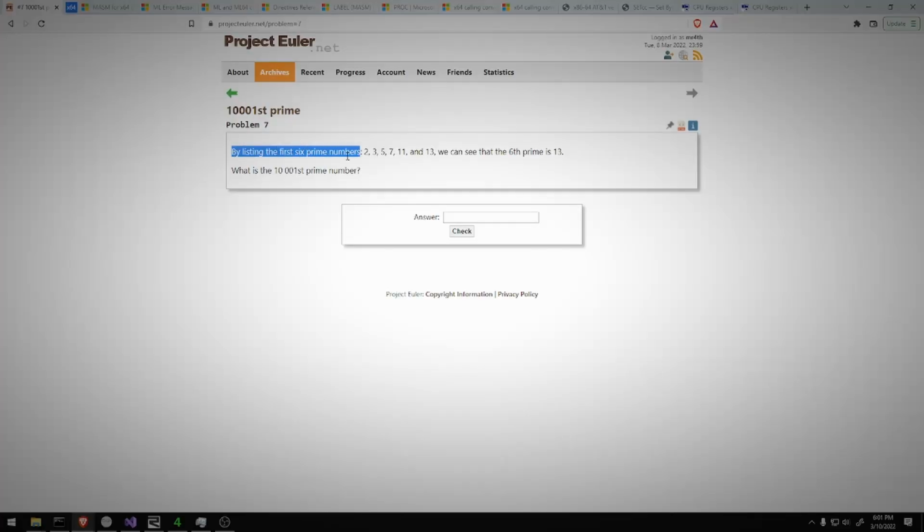By listing the first 6 primes, 2, 3, 5, 7, 11, and 13, we can see that the 6th prime is 13. What is the 10,001st prime number?